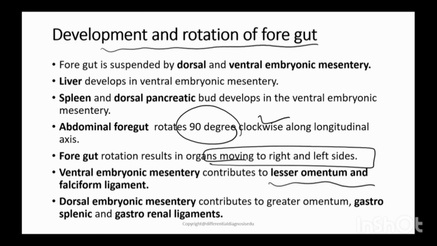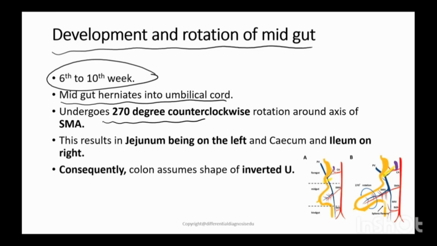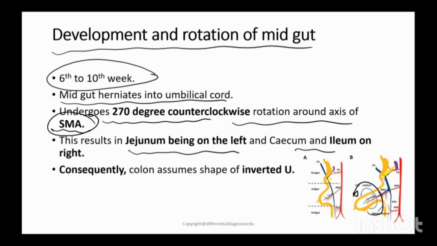Development and rotation of midgut, we already discussed. Around 6 to 10 weeks of development, the midgut herniates into the umbilical cord, and this is resolved around the 10th week. The midgut usually undergoes a 270-degree clockwise rotation around the axis of the superior mesenteric artery. I'll show you in the next image. When this rotation happens, the jejunum will move towards the left and the cecum and ileum will move towards the right.